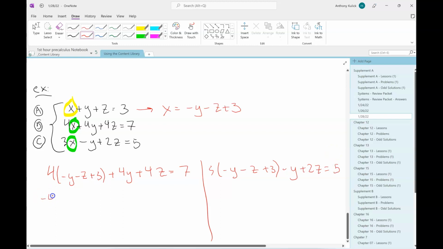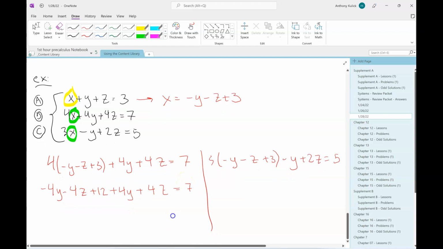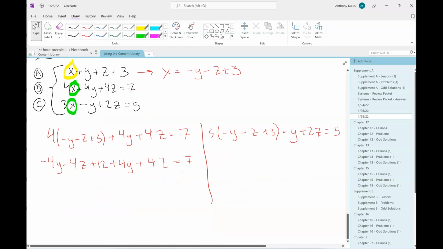Okay, so let's go ahead and distribute the 4 through. Oh my crud. Anyway, I wrote down the wrong problem. This wasn't the problem I wanted to do. Anyways, so when I do that, I get 12 equals 7.